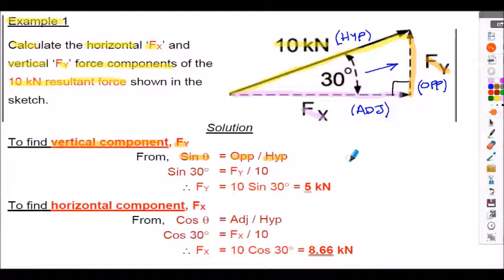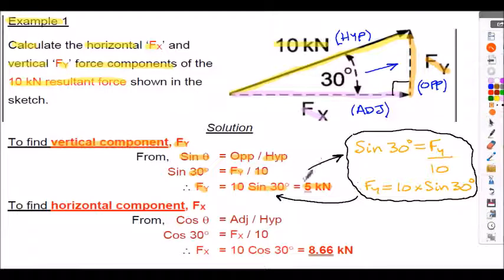Put in the values here. The sine of angle theta, that's sine of 30 degrees, is equal to the opposite side, that's labelled Fy here, and that's divided by the hypotenuse, and that's 10 kilonewtons. Simply transposing to find Fy, we multiply both sides by 10, so Fy is equal to 10 multiplied by the sine of 30 degrees. And using your calculators, making sure they're in degree mode, of course, that's 5 kilonewtons. So the vertical component Fy here is 5 kilonewtons.